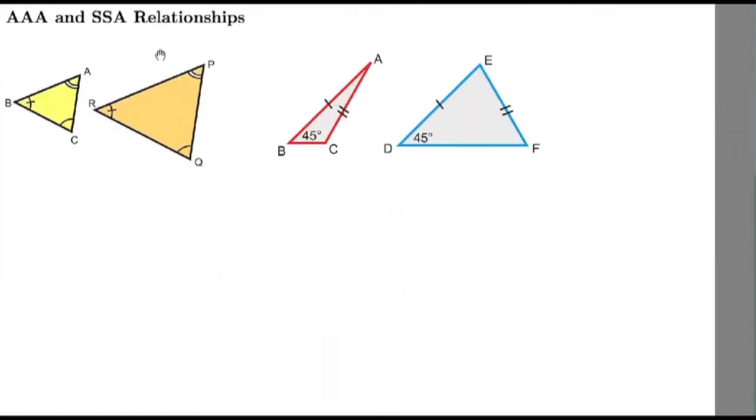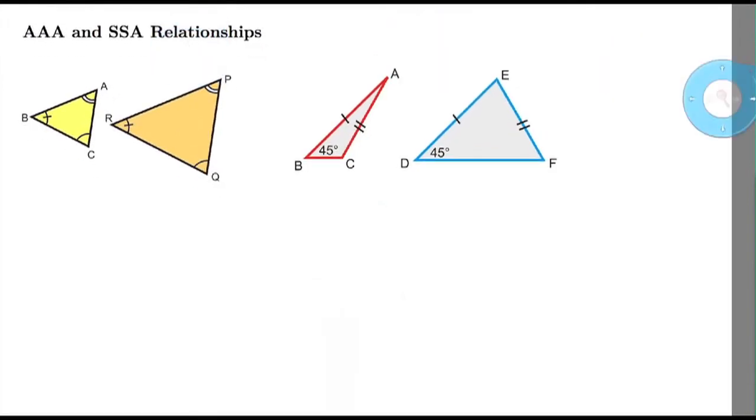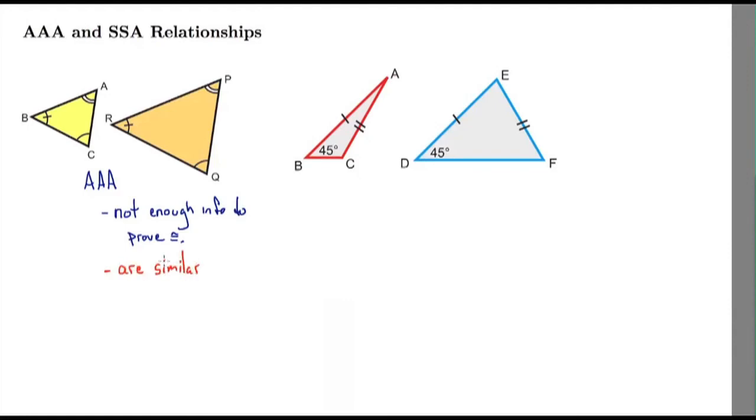All right, so let's take a look at AAA and SSA. So these are not congruent postulates. And you can see if we know that three angles of one triangle are congruent to three angles of another triangle, that doesn't necessarily mean that they are congruent. It means that the triangles are similar, which means that they could be different sizes, even though they're going to be the same shape.